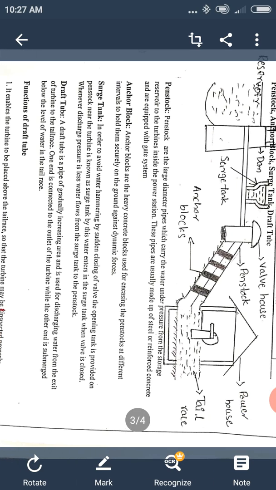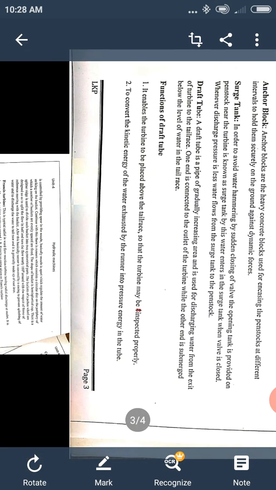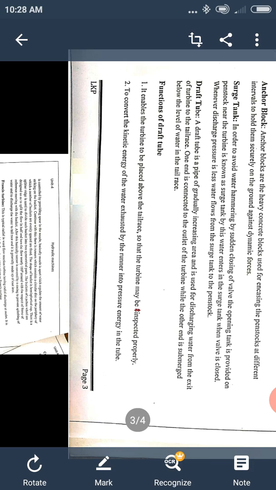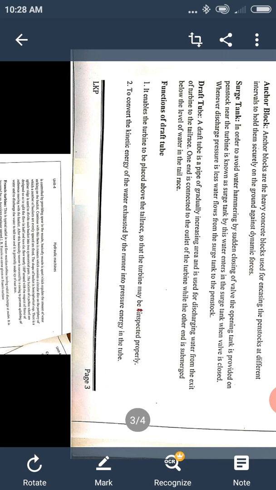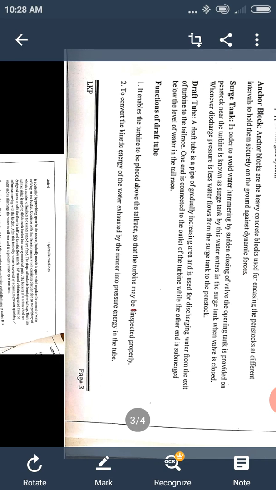Draft tube. The draft tube is a pipe of gradually increasing area used for discharging the water from the exit of the reaction turbine to the tail race. One end is connected to the outlet of the turbine, while the other end is submerged below the level of water in the tail race. The functions of the draft tube: it enables the turbine to be placed above the tail race so the turbine may be inspected properly, and it converts the kinetic energy of the water exhausted by the runner into pressure energy in the tube.